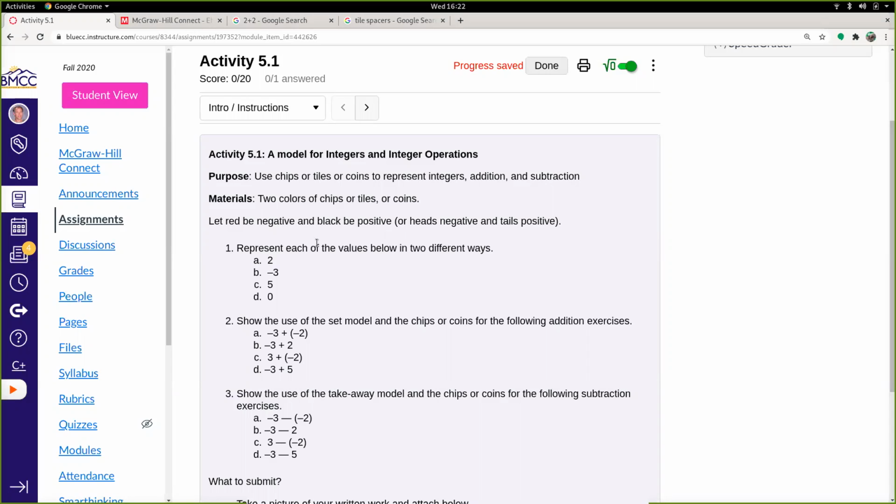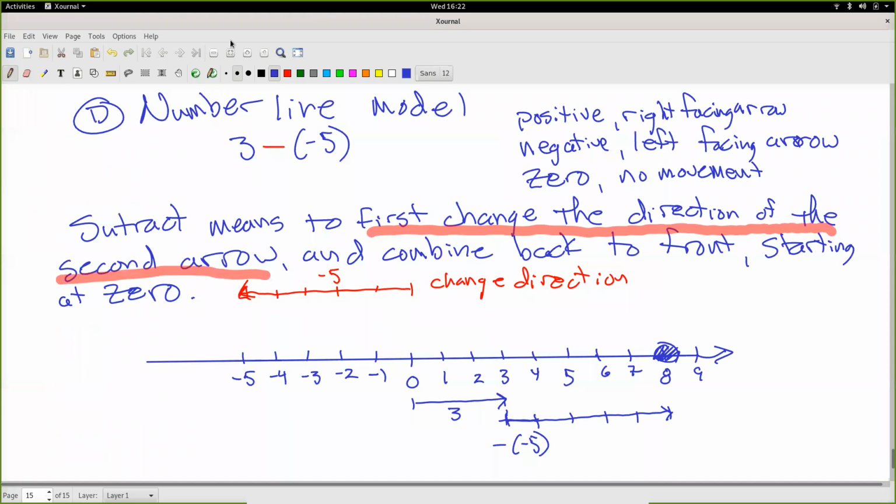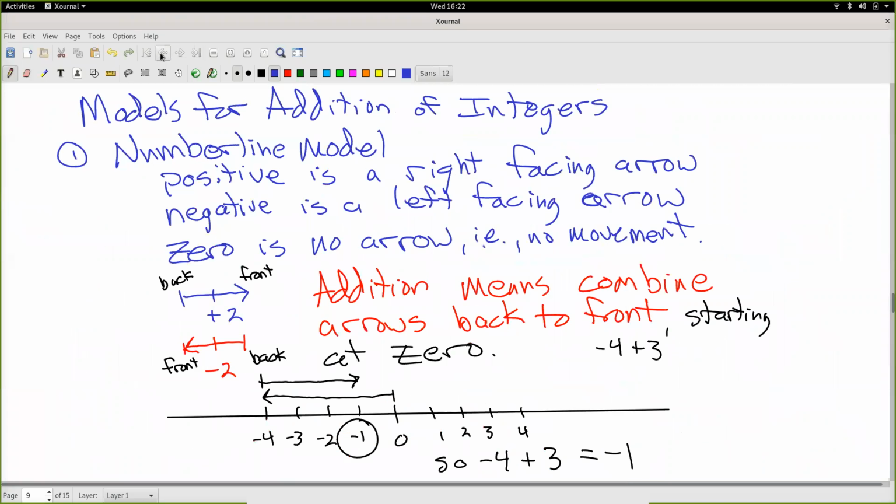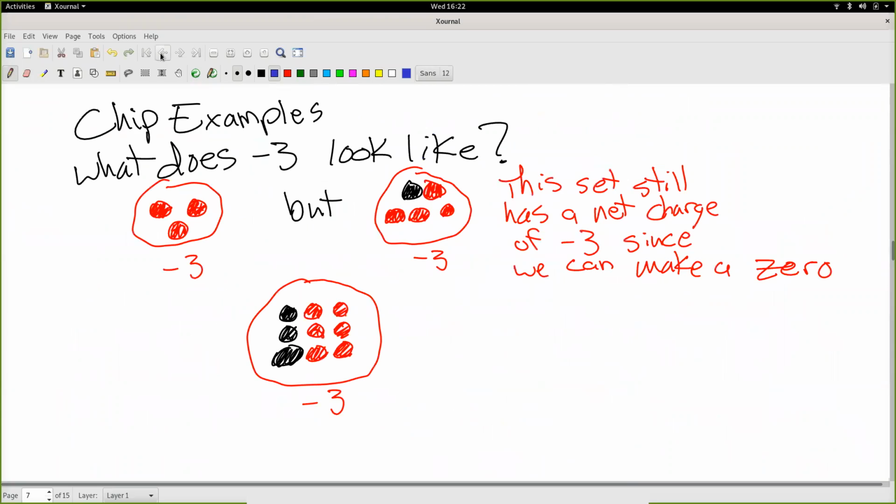So maybe you have some colored chips for some game. Maybe you have a whole bunch of coins at home. Recommendation for coins is heads is negative and tails is positive. But you need to write your key down. We did problem number 1, at least parts of it, where we represented an integer in 2 different ways with the coins. So just a reminder about that. It's way back here when we first started talking about models.